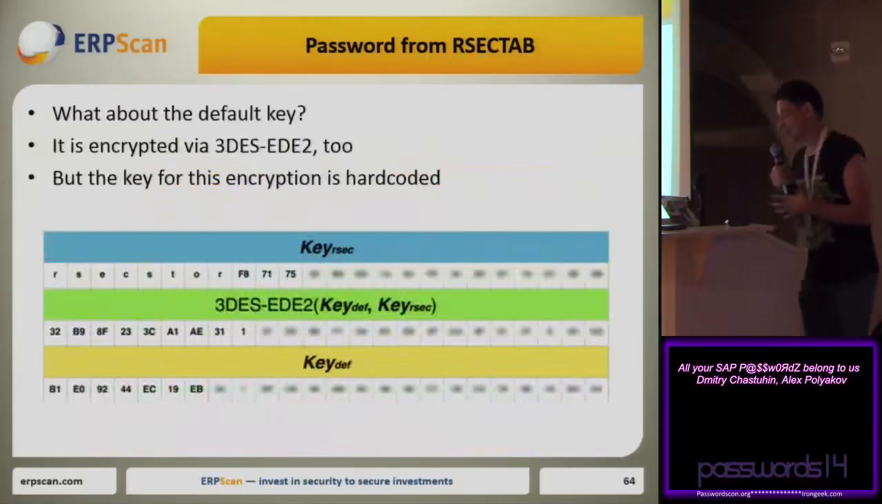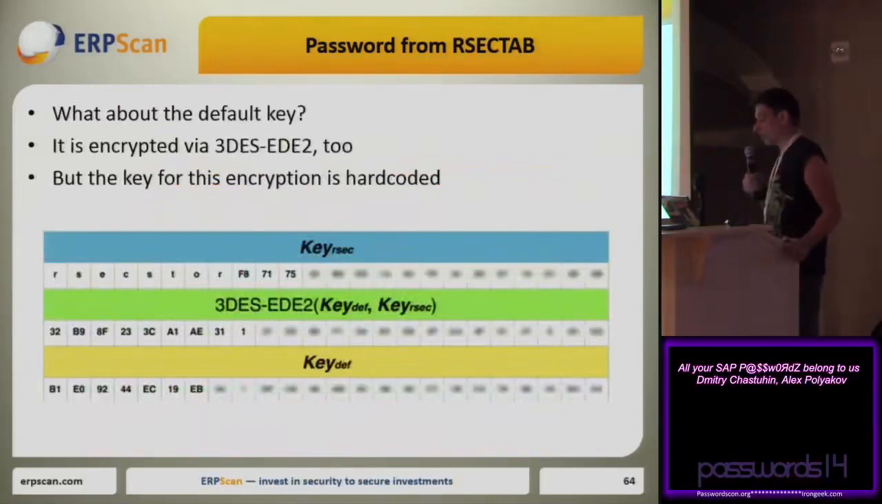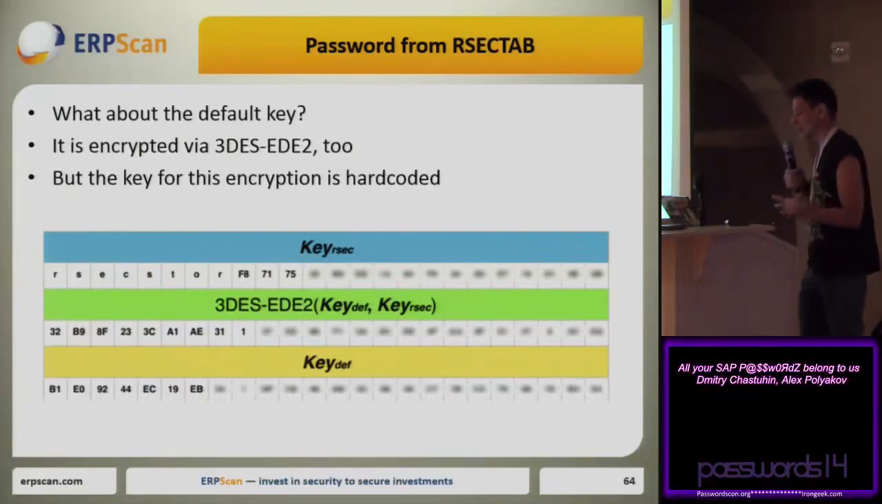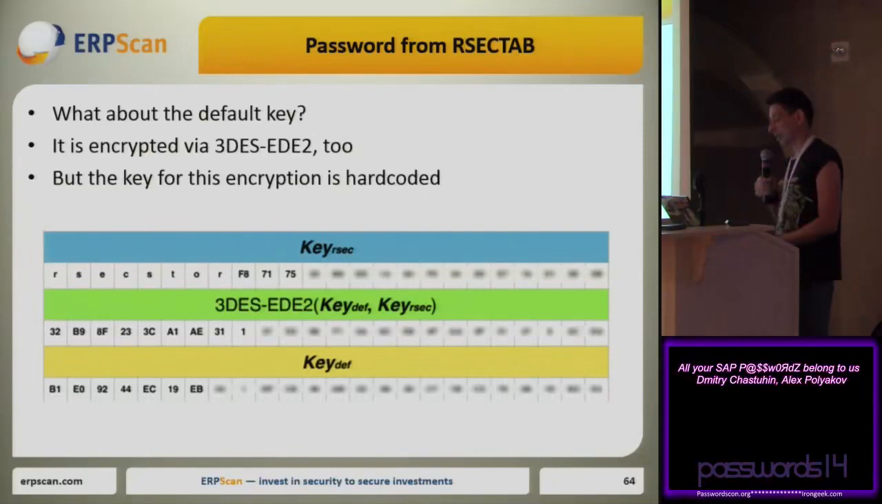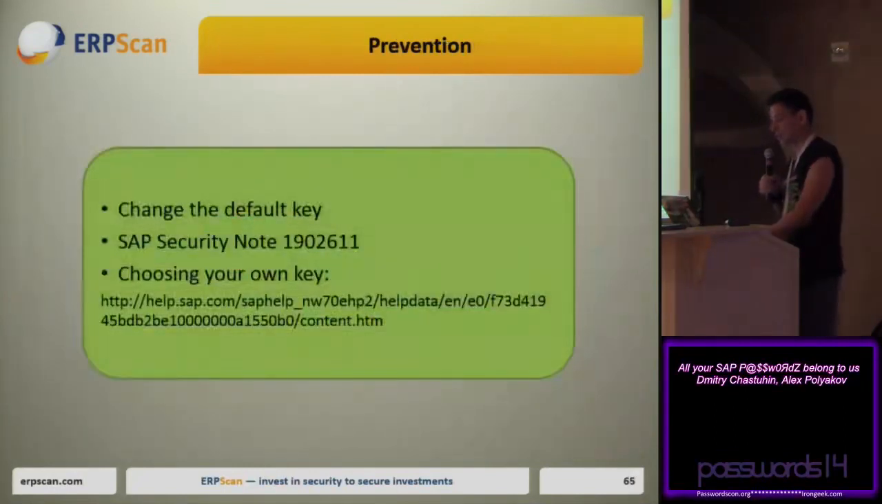What about the default key? It is encrypted via Password0rdz ede2, but the key for the encryption is hard-coded. So the SAP system stores the encrypted key and, before the first round, decrypts this key using another hard-coded key. That's how we get the default key value. After that, we can decrypt the second round of encryption, and as a result, we get information which allows us to generate the second key and decrypt the first round, and we get clear text data from the ABAP security storage.